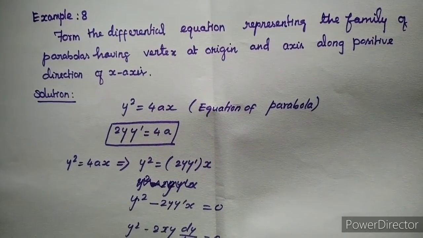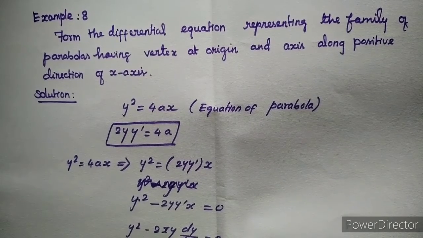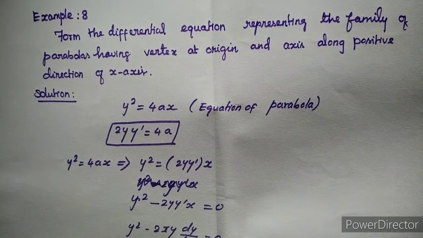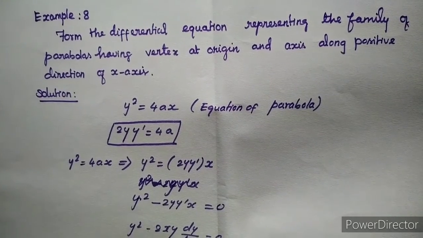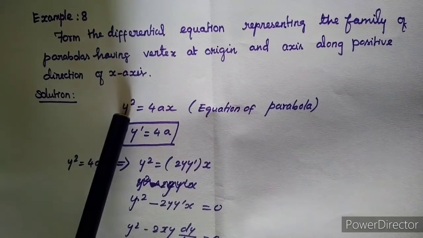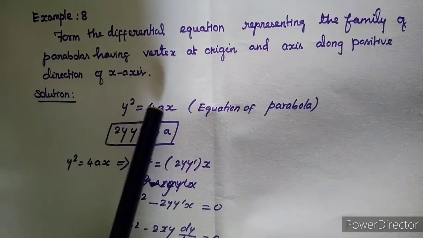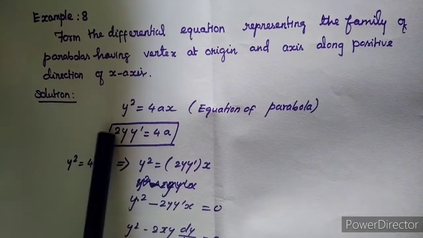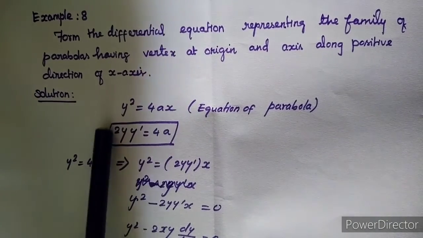So here you want to consider the equation of the parabola y square equal to 4ax. Next, differentiate this equation. So y square differentiation is 2y, y differentiation, that is y dash, equal to 4a into x differentiation 1. So 4a is equal to 2y y dash. This is the answer for 4a.